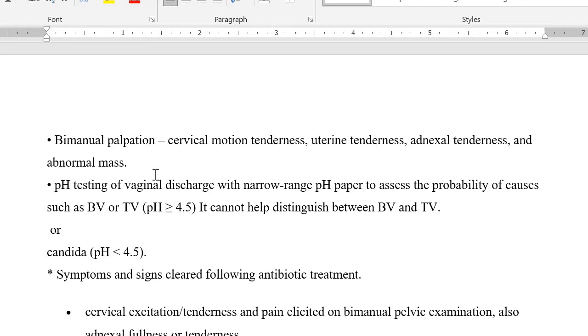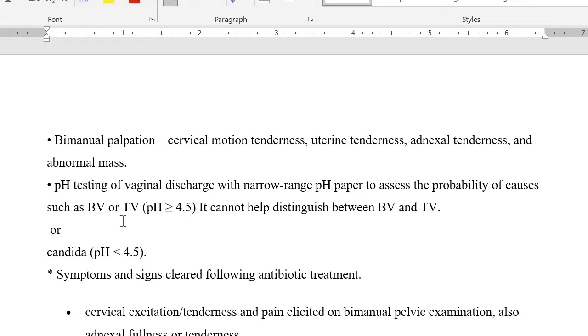After that, you are going to do the bimanual palpation, where we check cervical motion tenderness. We will move the cervix and if the patient feels severe pain in the lower abdomen, then we will say that this sign is positive. We have to palpate the uterus also for tenderness, the adnexa, and any abnormal masses. pH testing of the vaginal discharge can be done on narrow range pH paper. It can be done in the lab, and you must have seen many consultants take the swab, make the slide, and visualize it under the microscope on the spot because they have been trained for it.